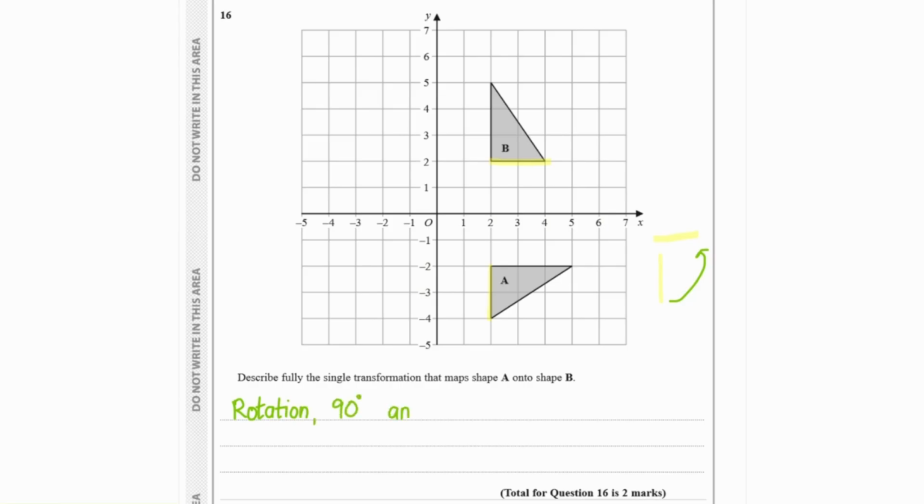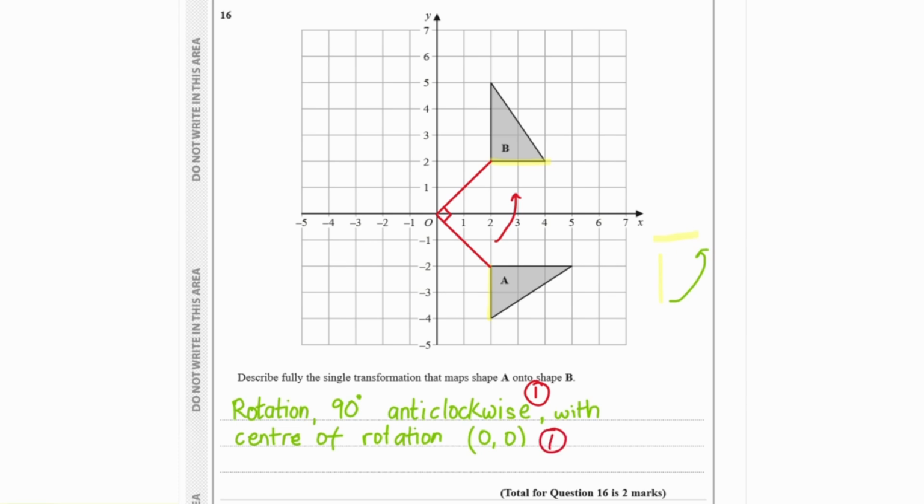90 degrees anti-clockwise. And the other piece of information that we need to give is the center of rotation, meaning which point it is being rotated about, and that would be the point 0, 0, because that is the point around which it has been rotated. So we can write with center of rotation 0, 0. This was a 2-mark question, and the first mark would be given for stating that it is a rotation with the correct direction, and the second mark for stating the center of rotation.